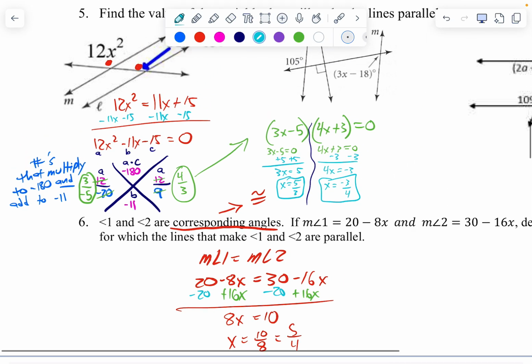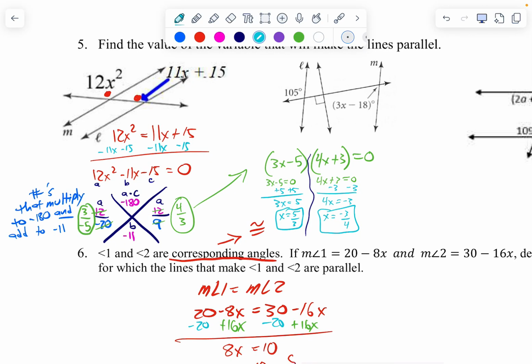Now, in this problem, we do have to go back and see if both of them work. And it looks like they both do. Because if we plug in the negative to 11x, that's not going to be enough to make the 15 become negative. So we're safe. So both of them work. Just wanted to remind you of that.